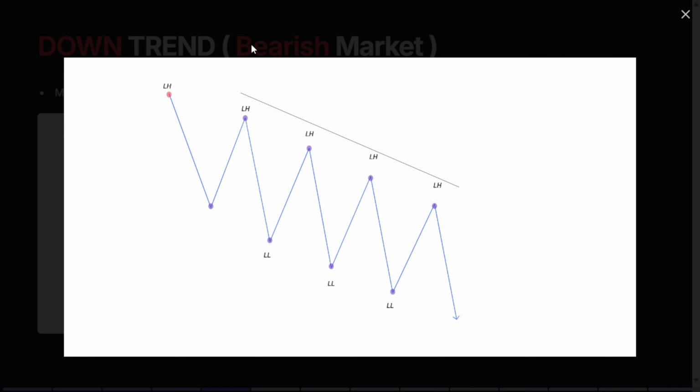Another easy way to identify a bearish market is by simply drawing a trend line. Like I said, it applies to both bullish and bearish markets. Just draw a trend line from top to bottom. So that's a very easy way to identify where the market is trending, or you just zoom out of your charts and draw the trend line.